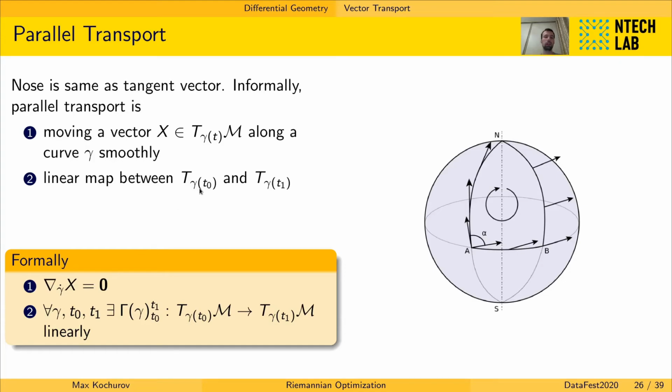If we consider 2 points, gamma t0 and gamma t1, the map between vectors at this tangent space and this tangent space is linear. So given any vector in this tangent space, we can say what is the vector after it's been parallel transported to this point. And the linearity of this map is useful in calculations.